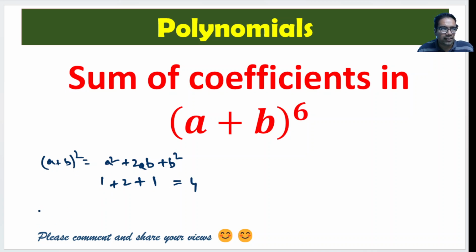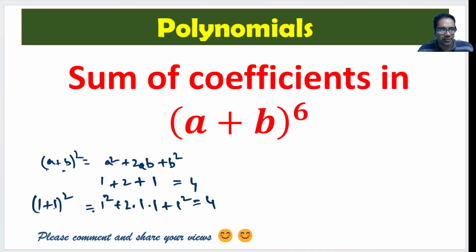Now, let's say a and b are both ones, basically (1 plus 1) whole square. This becomes 1 square plus 2 times 1 times 1 plus 1 square. What does that mean? When these are ones, they don't add anything. So the sum of coefficients is 4. At the same time, 1 plus 1 is 2, and 2 square is equal to 4.